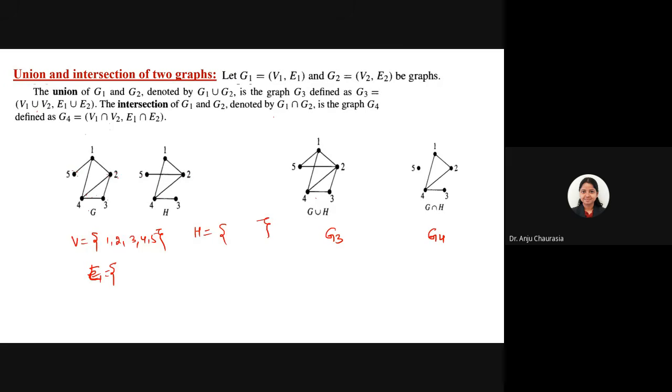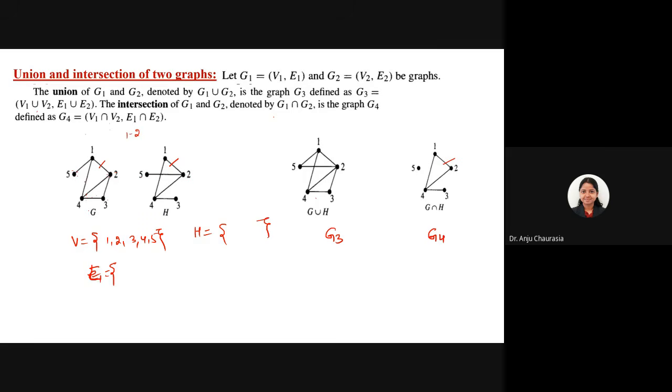Here you can see G intersection H, common things only, common edges. First of all, make the 5 vertices common. 1, 5 is here, 1, 5 is not there, so no common edge. 1, 2 is present here, 1, 2 is present here. Yes, you can take 1, 2 because 1, 2 is common for both. Edge 1, 2 is an edge.